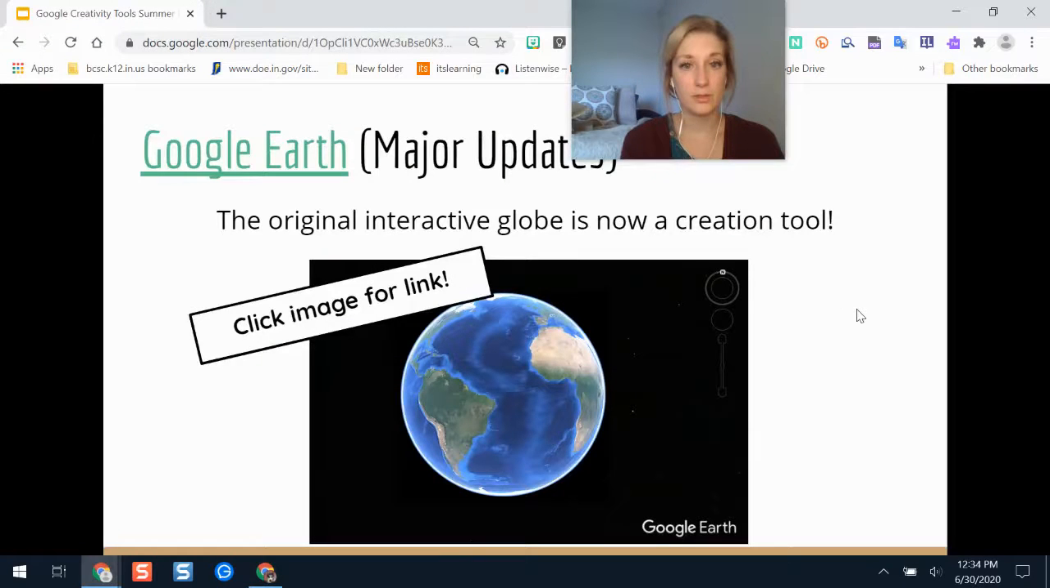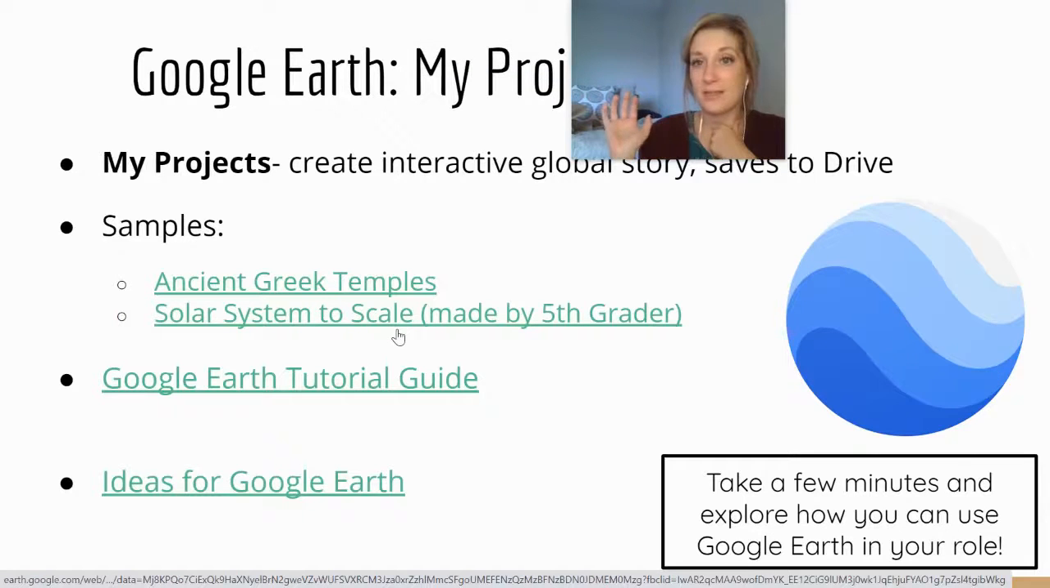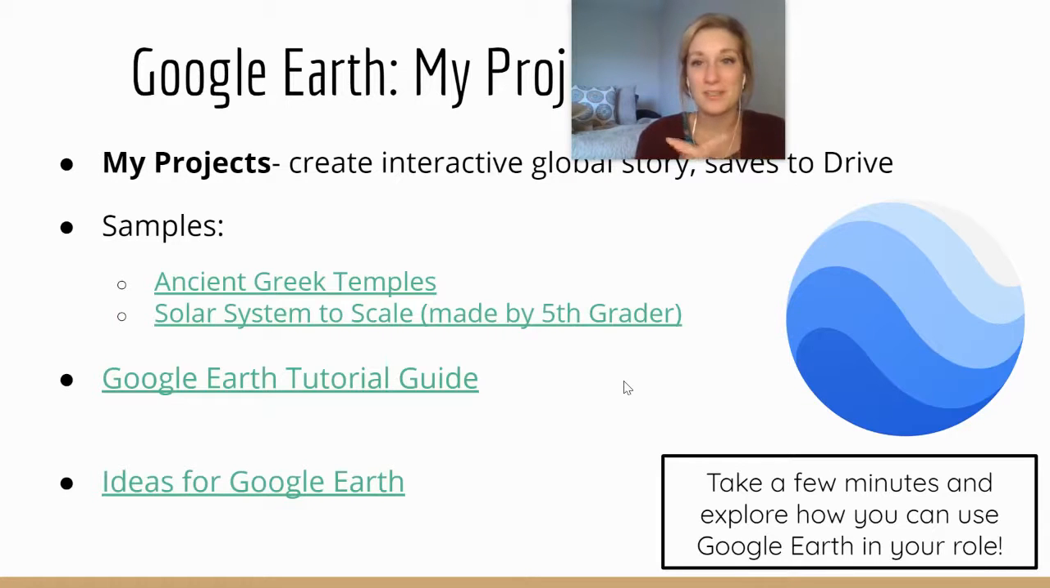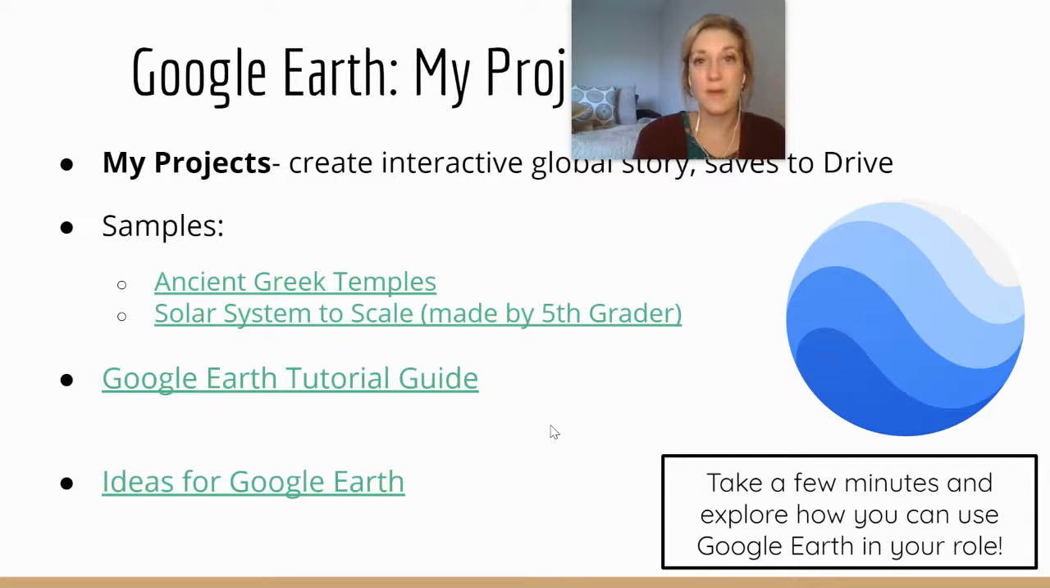So there are some examples that I have linked on here. There's an example here that is from outer space. The student really zoomed out of Google Earth and did one on the solar system that was made by a student. There's a step-by-step guide here and ideas listed as well. So a lot of the same ideas for lessons that I showed you with my maps, you could also use in Google Earth.